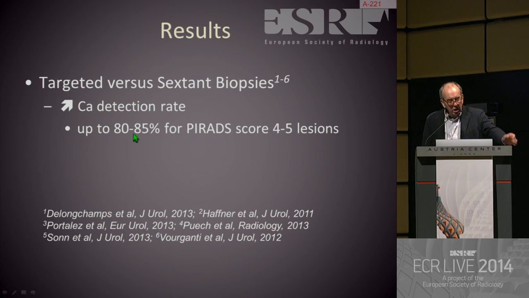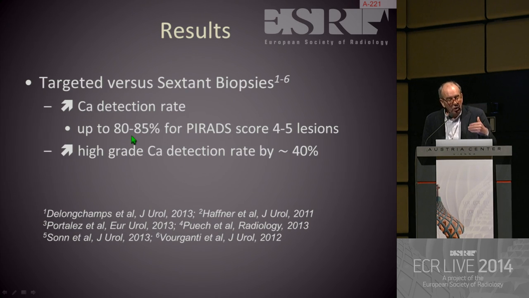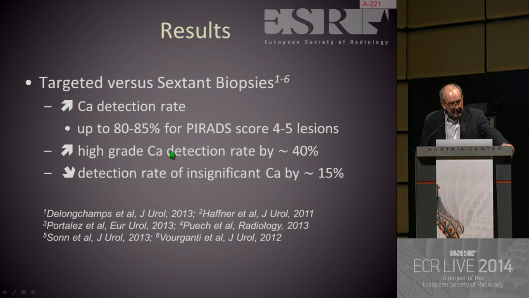So all the papers show that targeted versus sextant have a better accuracy. They increase the cancer detection rate, especially in high PI-RADS score lesions, 4 or 5. It also increases the high grade cancer detection rate by approximately 40%. So they contribute to detect only significant cancer, and also they decrease the detection rate of insignificant cancer.